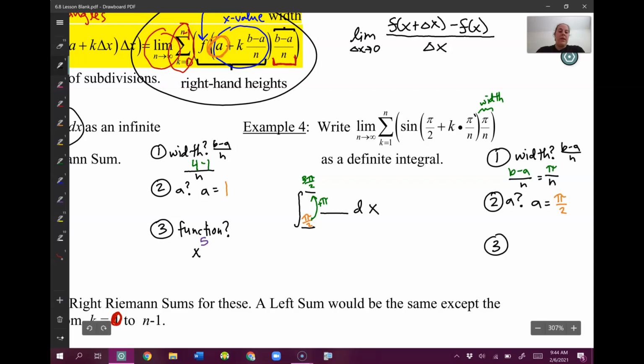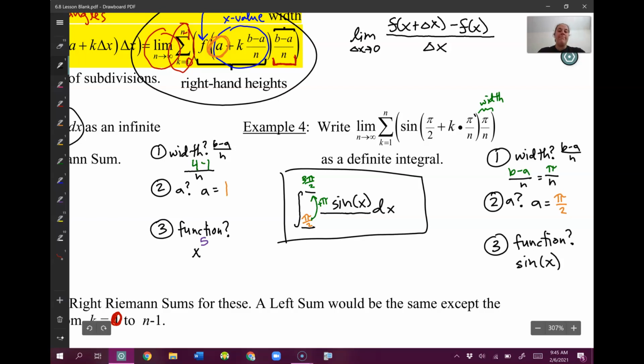Last one is the function. So we're saying, what is all of this being plugged into? Well, it looks like this whole complicated mess is getting plugged into sine. So our function is going to be sine. So that, give myself a little more room, is what I'm going to write there. And that is your answer.